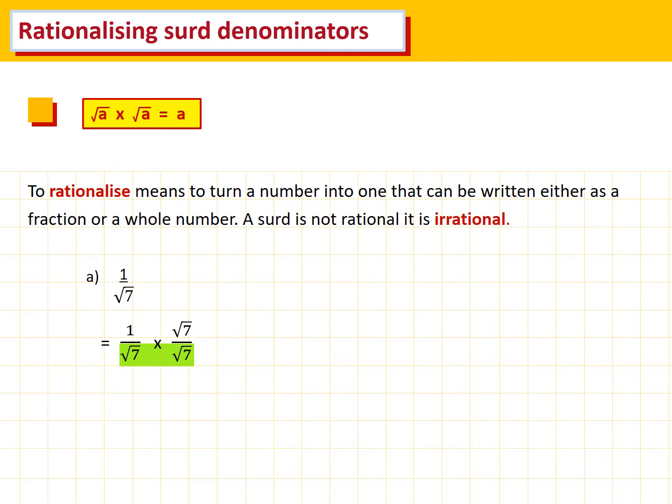Job done. Therefore, the answer when we multiply these two fractions together is 1 times root 7, which is root 7, divided by root 7 times root 7, which is 7. And that is our final answer with the denominator turned into a rational.